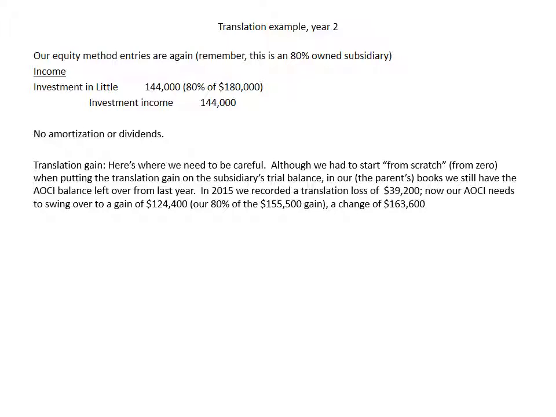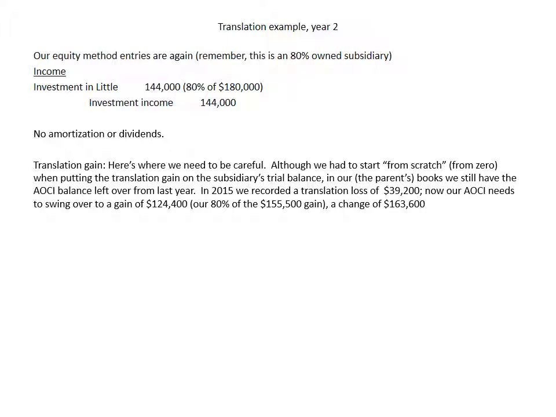Now here's where we need to be careful. When we prepared the subsidiary's trial balance and created that translation gain or loss as appropriate, we had to start from scratch. We had to start from zero when putting the translation gain on the subsidiary's trial balance. In our parent's books, we still have the accumulated other comprehensive income balance left over from last year. At the end of 2015, when we did our equity method entries, we recorded a translation loss of $39,200. That was part of accumulated other comprehensive income. So that's sitting on the parent's balance sheet in their owner's equity section. And again, that was 80% of Little's translation loss last year.